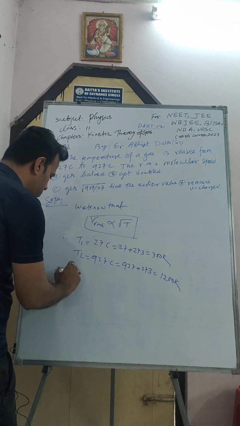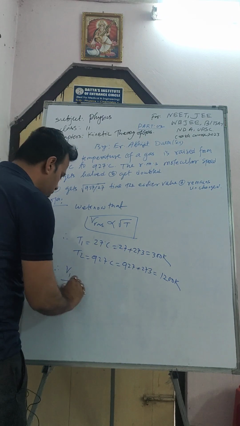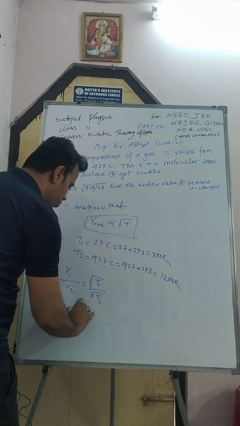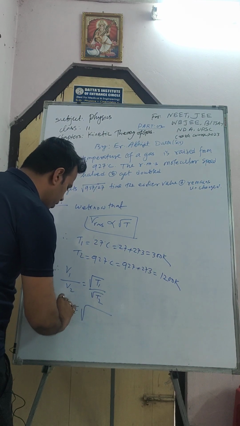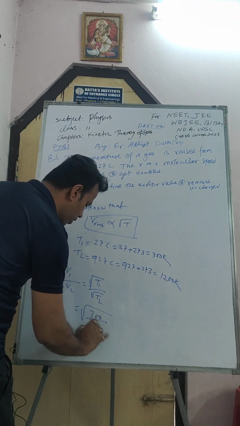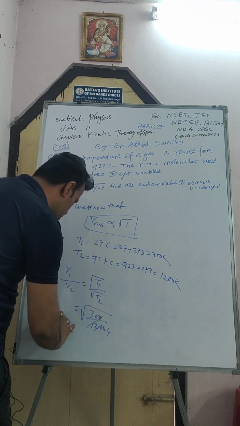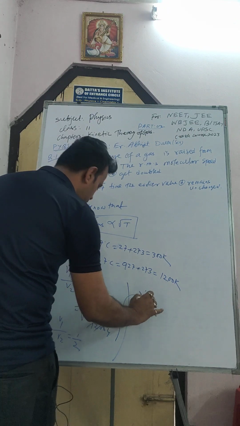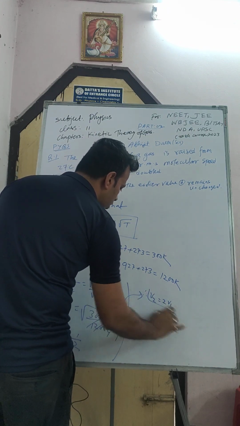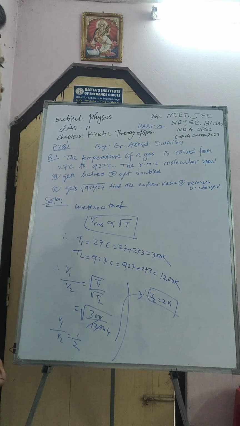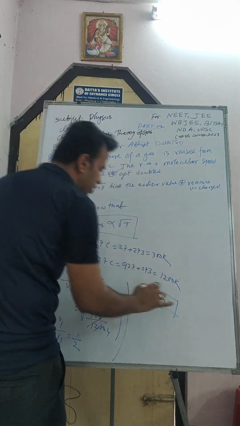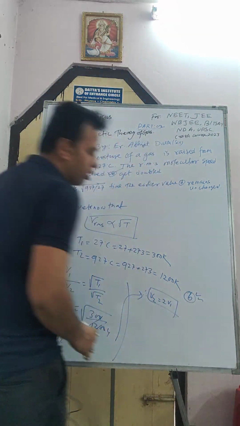Now therefore V_RMS, I write V1. So V1 by V2 is equal to root over T1 by root over T2. If you simplify this, you will get 300 by 1200, it will be 1 by 4. So V1 by V2 is equal to 1 by 2. Therefore V2 equals 2 V1. So the RMS speed of the molecule will get doubled. So which option is correct, sir? Option B is the correct answer. Got my point?